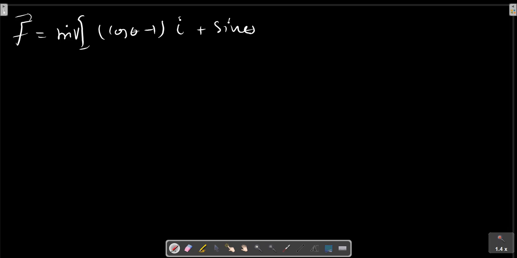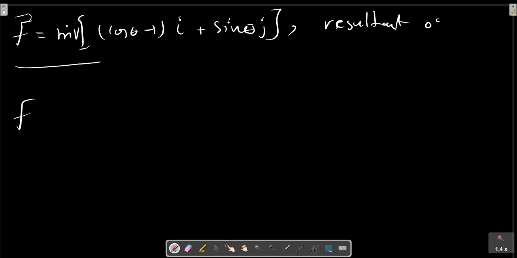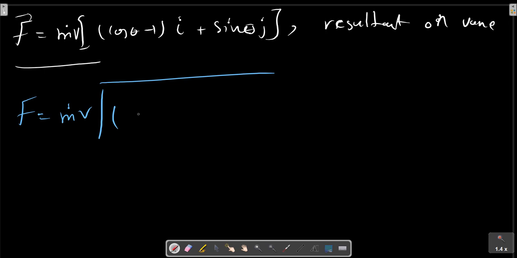F equals m dot v times cosine theta minus 1 i plus sine theta j. So the magnitude of F, this is the resultant on the vane. The magnitude of the F force equals m dot v times the square root of the sum of squares, which can be obtained.